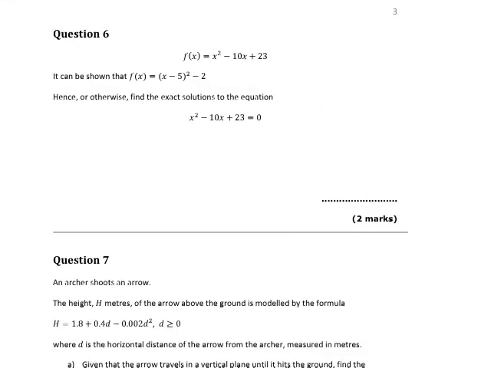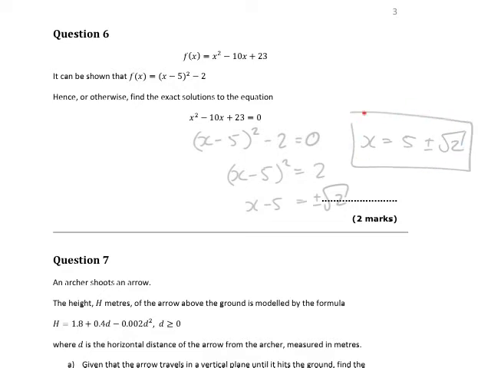Okay, question 6. The trick here is you don't actually need to complete the square, it's been done for you. So completing the square has been done. We're testing, can you solve from this point onwards? You need to move the 2 over. In particular, I'm looking for the plus or minus when you square root, and then adding the 5. Gives us these 2 solutions.